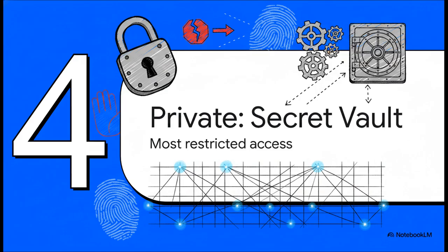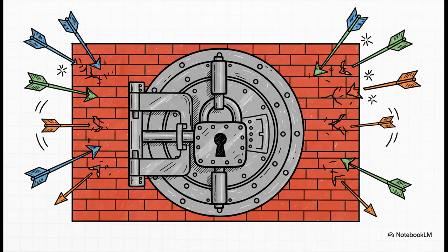But what about the stuff we definitely do not want people messing with? Section 4, private, the secret vault. Okay, so this is the complete opposite end of the spectrum. Private is the absolute most restricted access level you can apply. If a variable or method is marked private, it is securely locked inside its class. End of story. Absolutely no outside class, no external system, no other part of the program can see it or touch it. If they even try, the system will just throw an error. This is exactly where you stash your passwords, your bank balances, and your most critical logic.